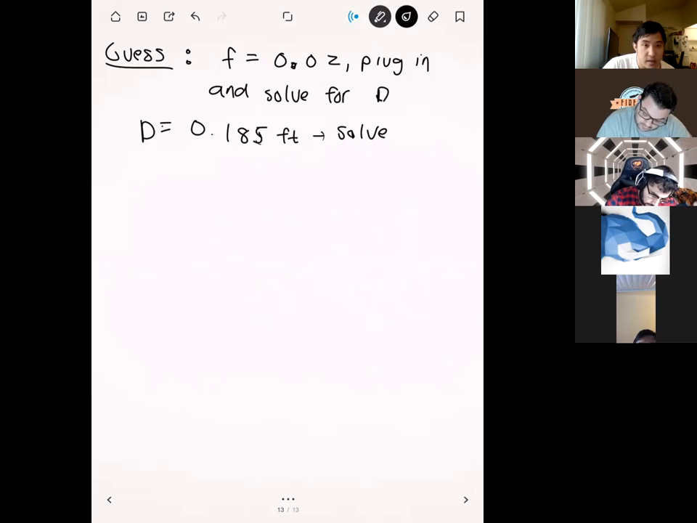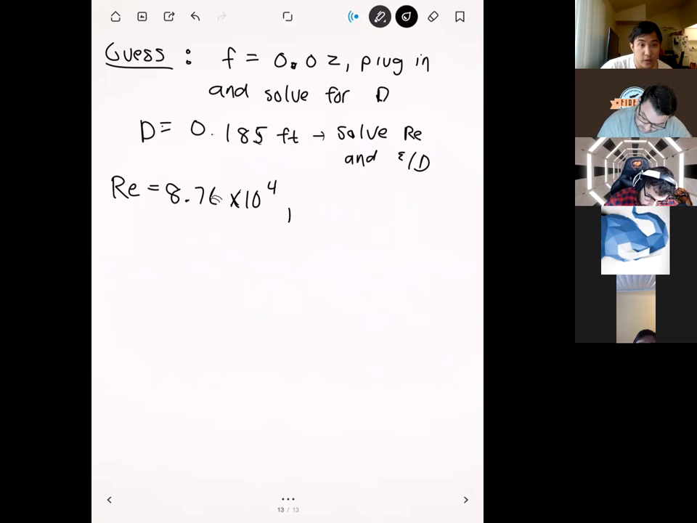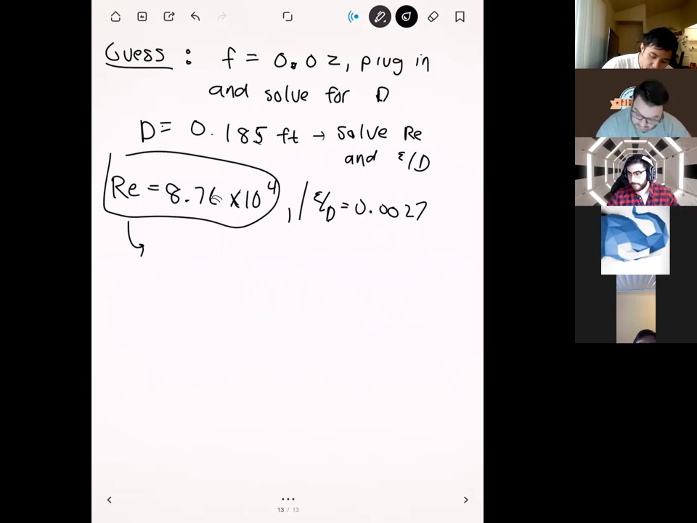Now that we know D, let's solve for Reynolds number and epsilon over D. From this D, we get that the Reynolds number is equal to 8.76 times 10 to the 4th. Then our epsilon over D is equal to 0.0027. Now that we know Reynolds number and epsilon over D, we can look this up on the Moody chart.